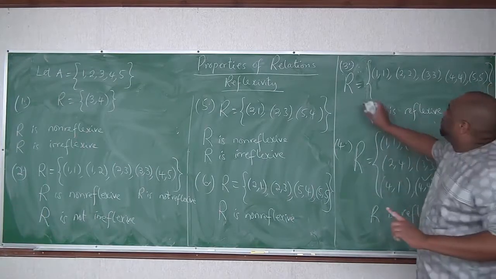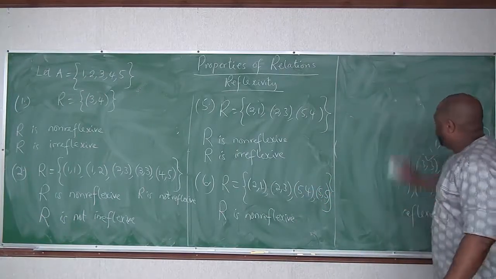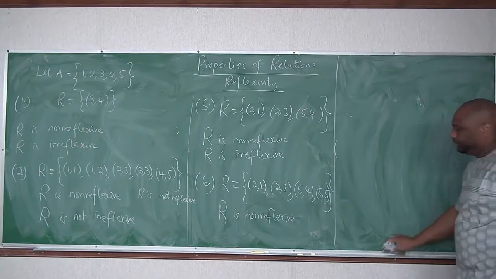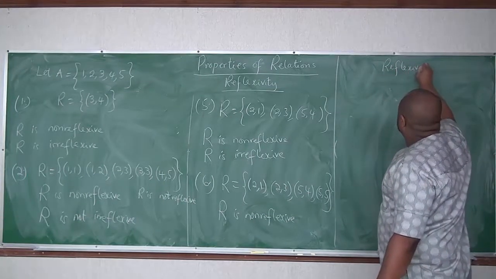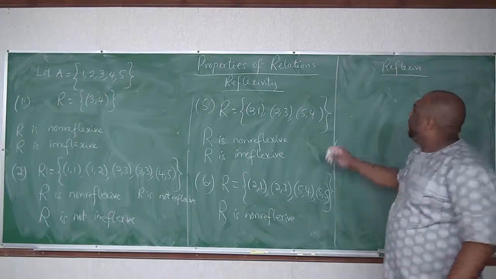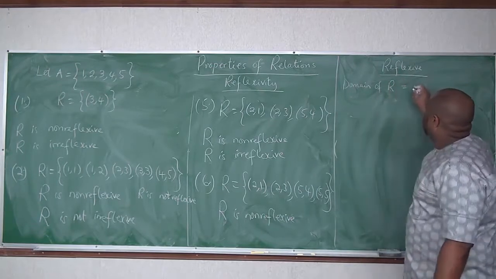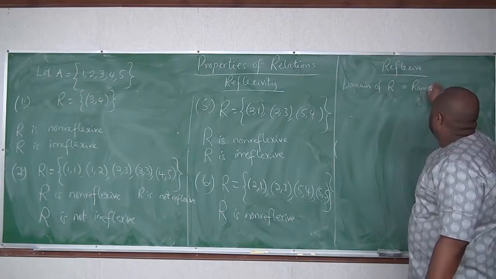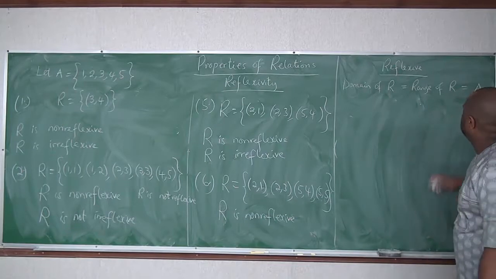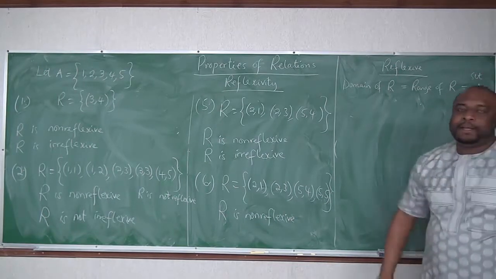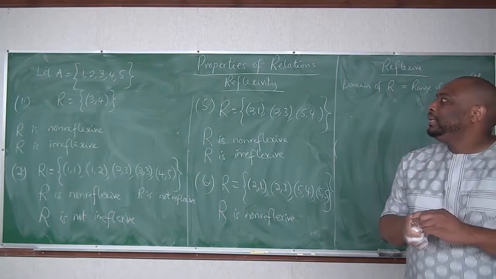Now, another thing to note about reflexivity is that if you have a relation that is reflexive, the domain of the relation is the same as the range of the relation, and that gives you the set A. Set A. Okay, so take note of that. The domain, the range, and this still gives you the set A.